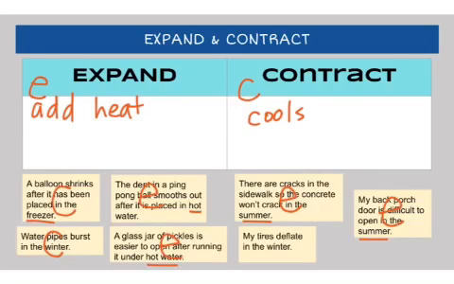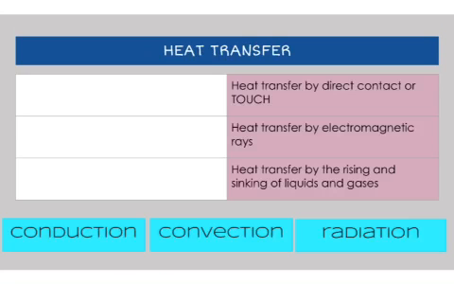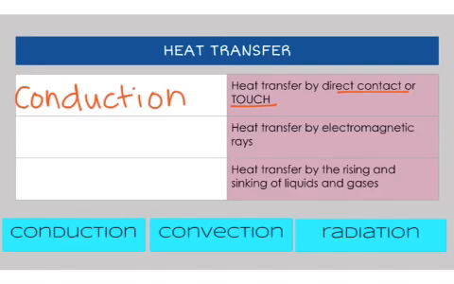If we run it under hot water, the molecules expand and it makes it looser, so it's easier to open the jar. Your tires deflating in the winter when it's cold would be an example of contraction. All right, heat transfer by direct contact or touch, that's an example of conduction, direct contact. So these are the types of heat transfer.